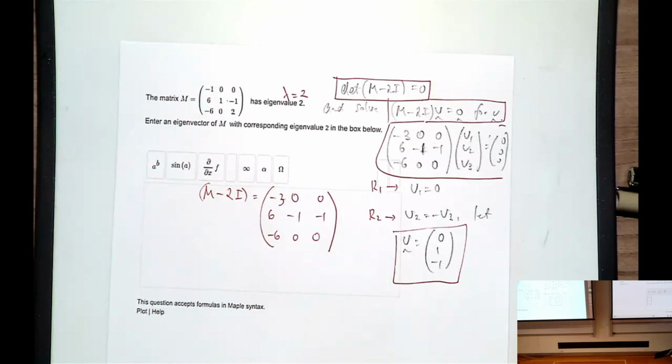Not sure if I'm mistaken, but with the eigenvectors, technically there's a lambda out at the front. So any scalar multiple works. That's why if you multiply by negative 1, you get 0, negative 1, 1. It still works.